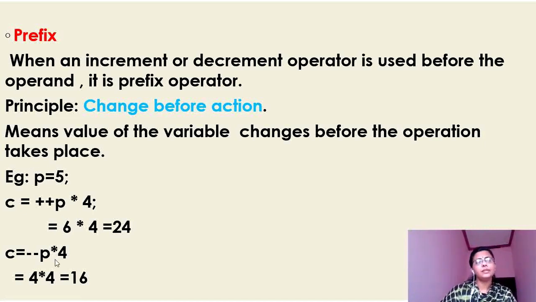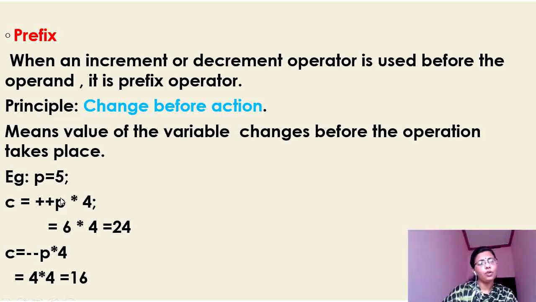Now what is this plus plus P? You can see here P is 5 and you can see plus plus P. Here the operator plus plus is placed before the operand. Correct? Plus plus P. And what are you going to do? You are going to multiply this value with 4. So now what will happen? Plus plus P into 4.